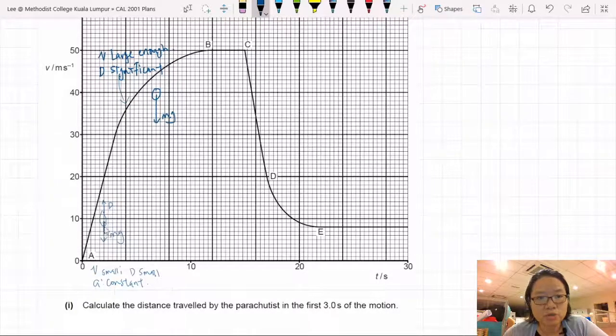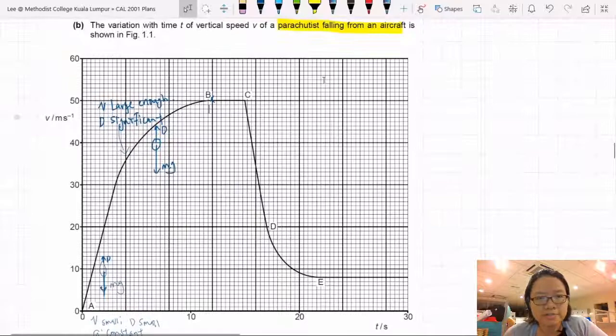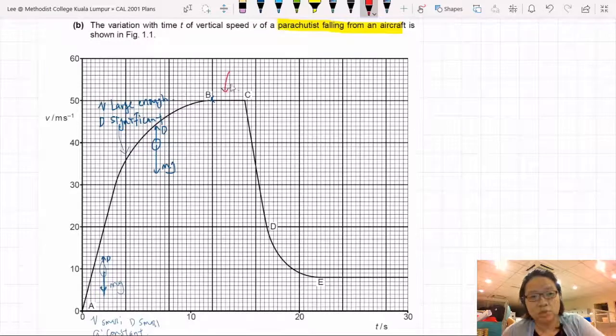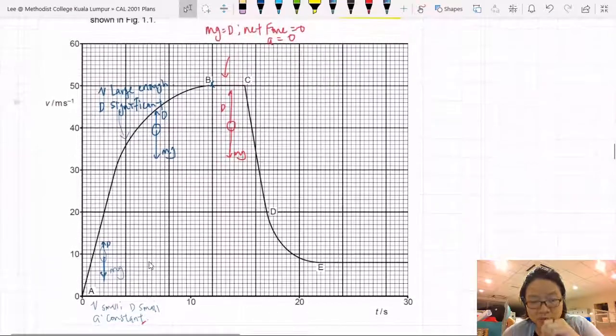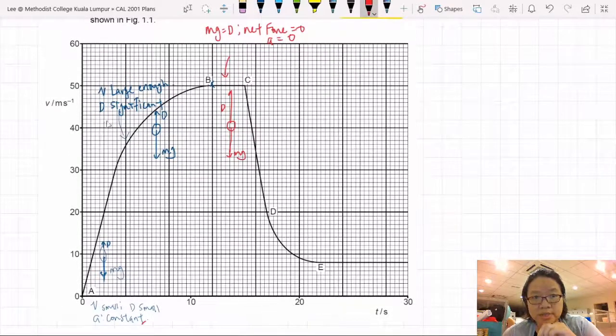So if I draw mg like this, let's compare. You can see this D is quite small. Then D becomes bigger and bigger because the parachutist is falling faster and faster. D will increase until it's equal to mg. Once it's equal to mg, there is no way that it can travel faster anymore. Equilibrium, mg equals D. So BC is what we call terminal velocity. When mg is equal to D, the net force is 0, so your acceleration is 0.